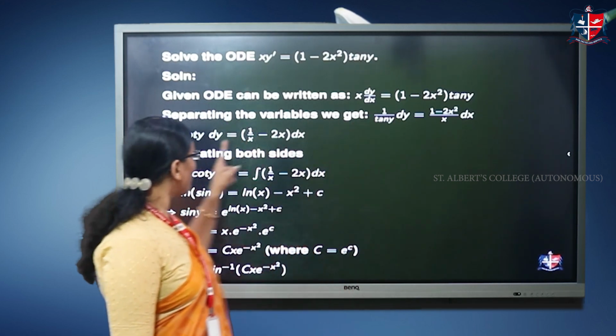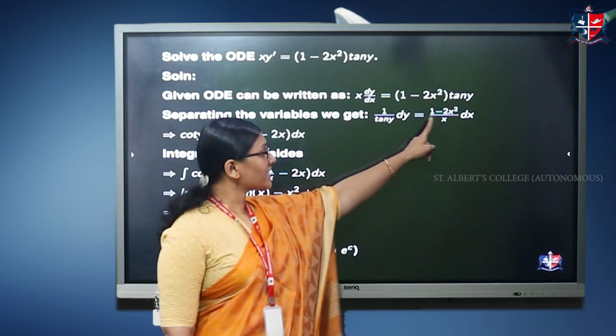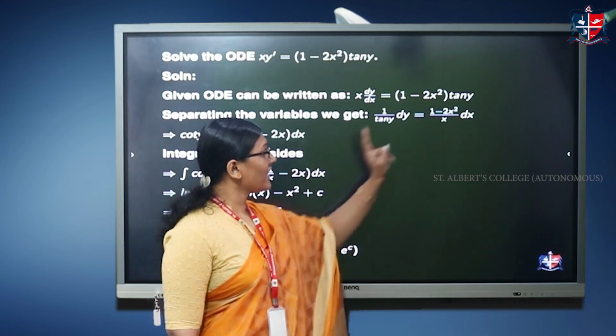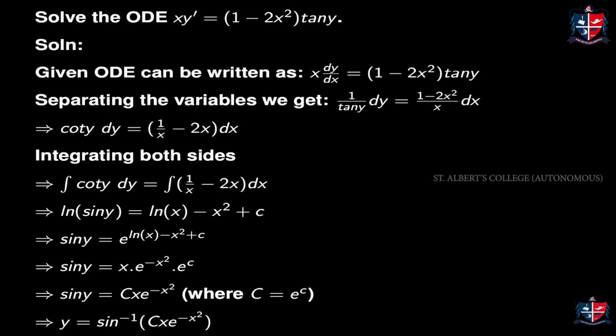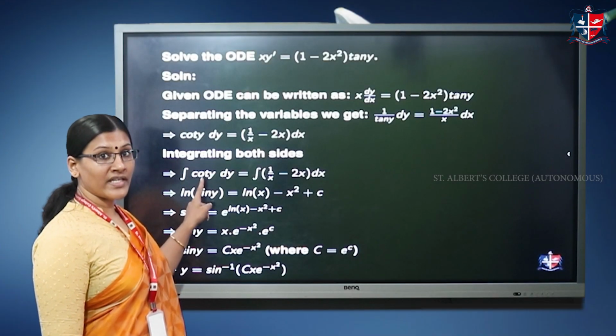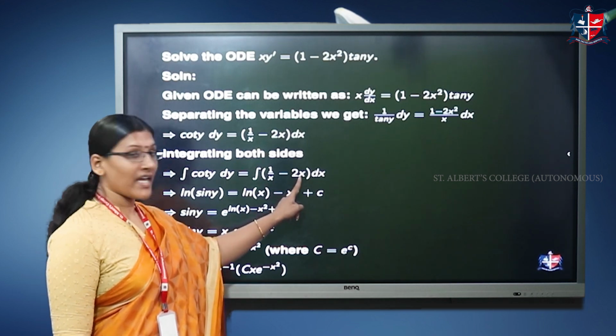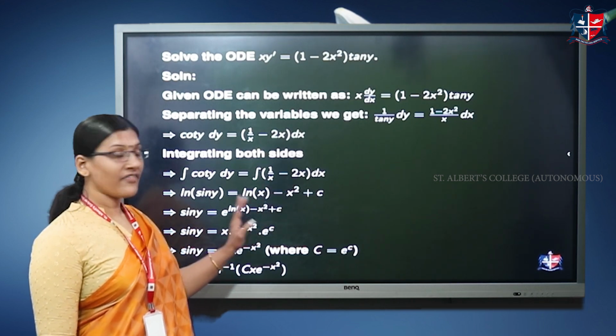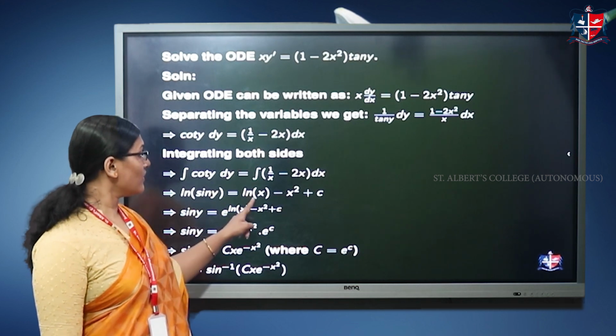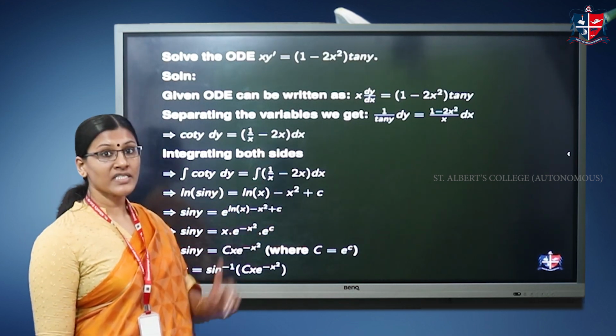Now 1 by tan y is cot y and the right side can be simplified as (1 by x minus 2x) dx. Once we have separated the variables, we will integrate both sides. So we get integral cot y dy equal to integral (1 by x minus 2x) dx. We know that the integral of cot y is log sin y. Integral of 1 by x is log x and integral of 2x is x square. So simplifying, we get log sin y equal to log x minus x square plus c.